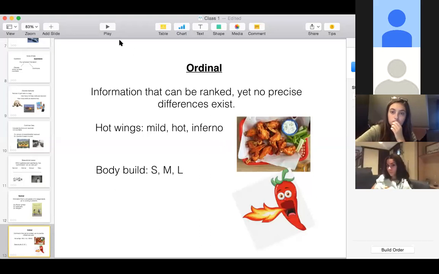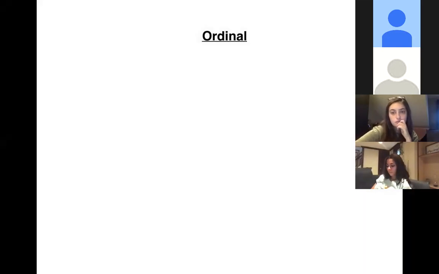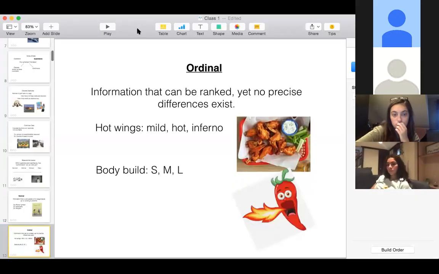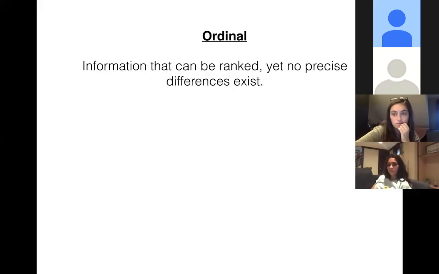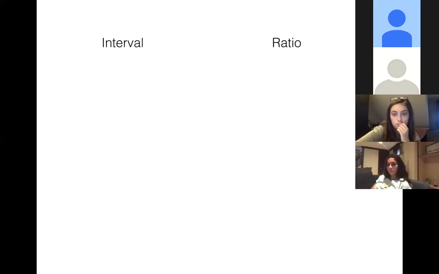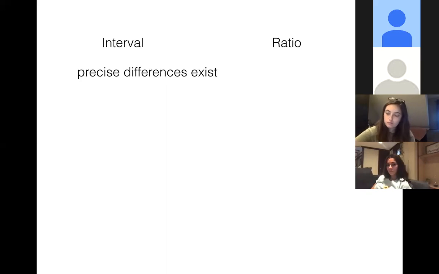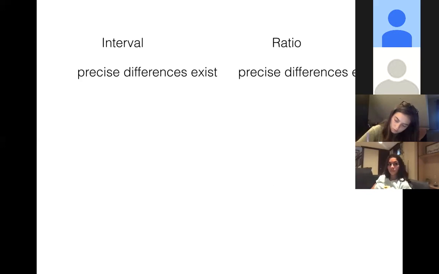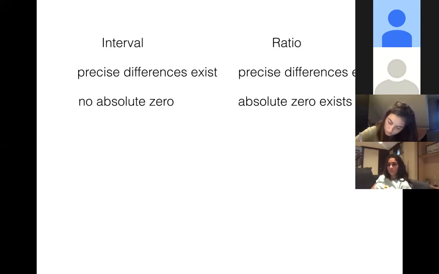Okay, I think you all should be able to see my screen. I have to just move something out of the way here. Great. All right, so we talked about ordinal, and the next 2 we're going to speak about will be interval and ratio level data. They have something in common. In both cases, you can finally get precise differences. And the difference between them is something called absolute zero.